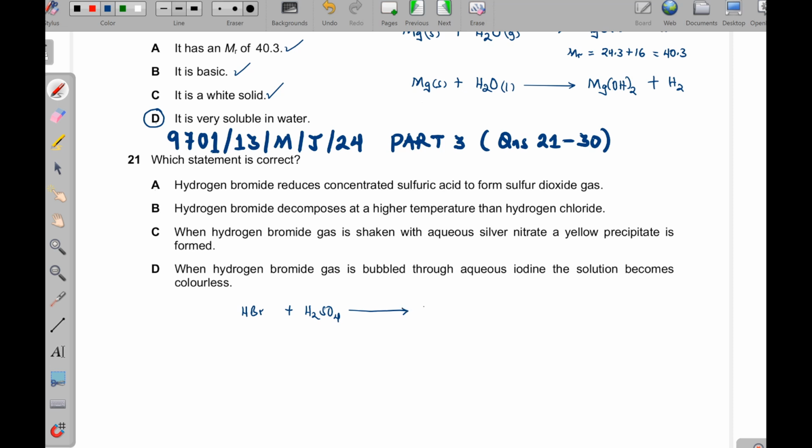Then we get bromine plus sulfur dioxide, plus water. This one actually comes from sulfuric acid reacting with, let's say, sodium bromide, to give you sodium hydrogen sulfide. Then remember, as you go down the group, these group 7 elements become better reducing agents. The oxidizing power reduces. So now sulfuric acid becomes a better oxidizing agent, and when you have a reducing agent and an oxidizing agent, the reaction is very fast.